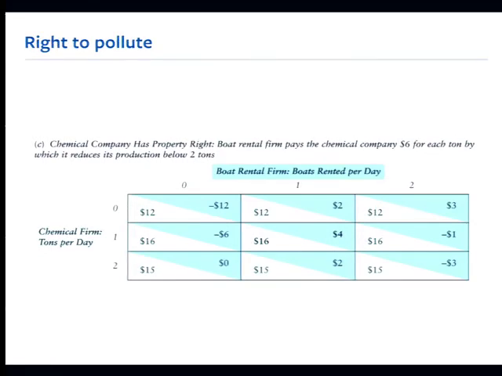Okay, you want to see welfare? Yeah, I was afraid you were going to say that. I hate that one. Consumer surplus, producer surplus, external costs, and welfare.